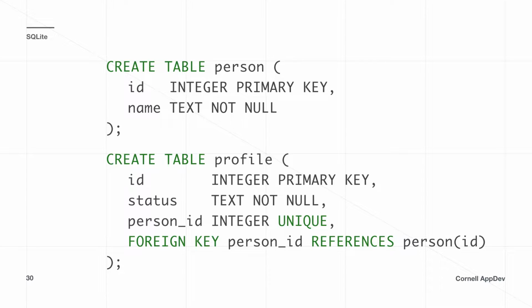We want to say unique because this is the nature of a one-to-one relationship where there can only be one person in the profile table. Each person ID is unique within that table. If we had two person ID values of the same value in the profile table, that would break that constraint. So that's why we're saying it's unique. And then the last line says the foreign key person ID column references the ID field within the person table. So that's how we establish that relationship.